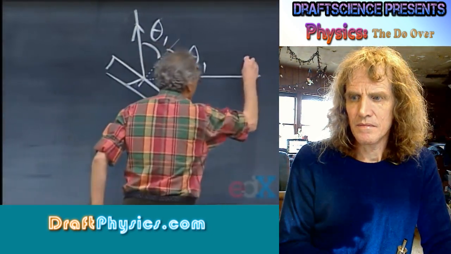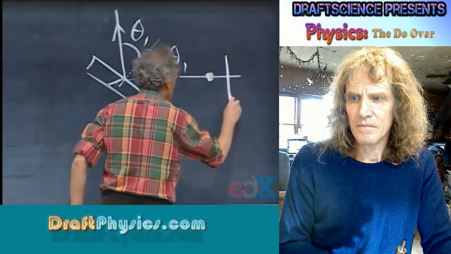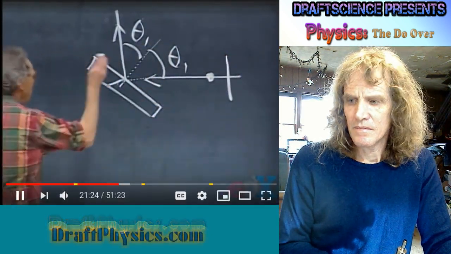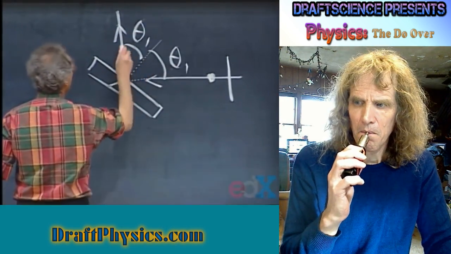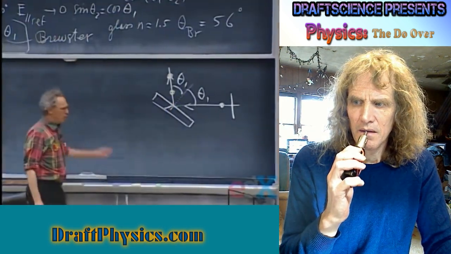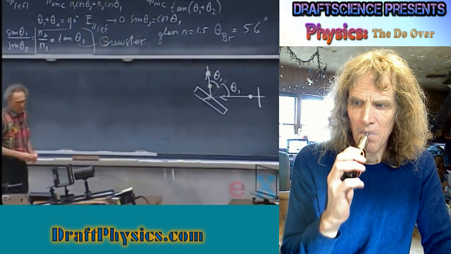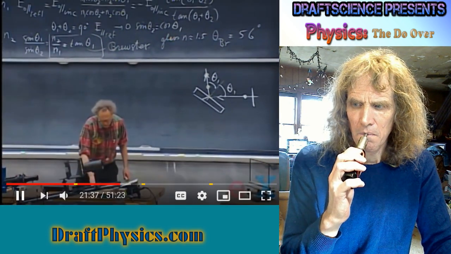As this light comes in, it is unpolarized. This component and this component have equal strength. If theta 1 is 56 degrees or somewhere in that vicinity, this light is now 100% polarized. And I'm going to project that onto the screen, and I'm going to convince you that it is indeed polarized.